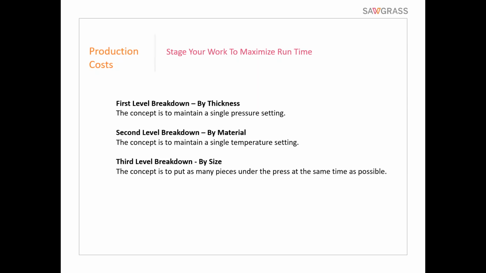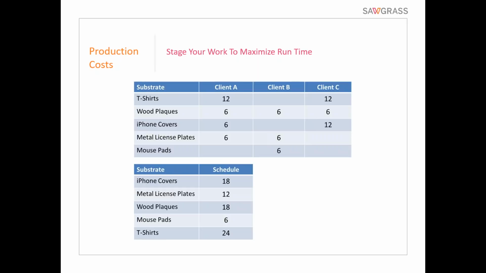So I look at breaking down the different products on a given job by thickness, by material, and by size. That's my breakdown. But let me show you a better image of my thought process. Let's say 3 clients come in, client A, B, and C. You can see what client A ordered, what B ordered, and what C ordered. And you'll notice there are different substrates for each client.